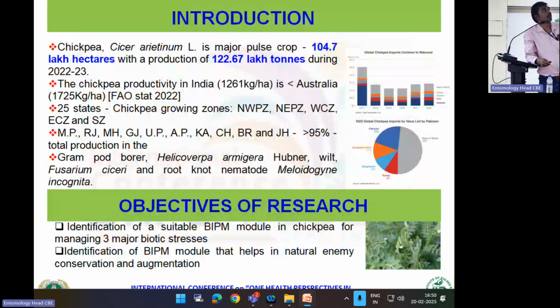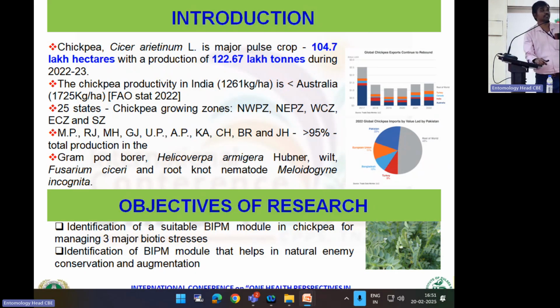So we all know chickpea is one of the major pulse crops. It is the most important pulse crop cultivated in India, and all other pulses come after chickpea, like pigeon pea, then Vigna crops. The total area covered in India is 104 lakh hectares, and with the production of 122 lakh tonnes, chickpea stands first in India in area and production also.